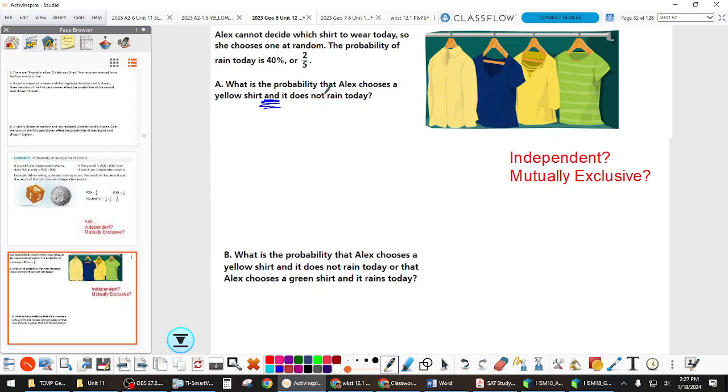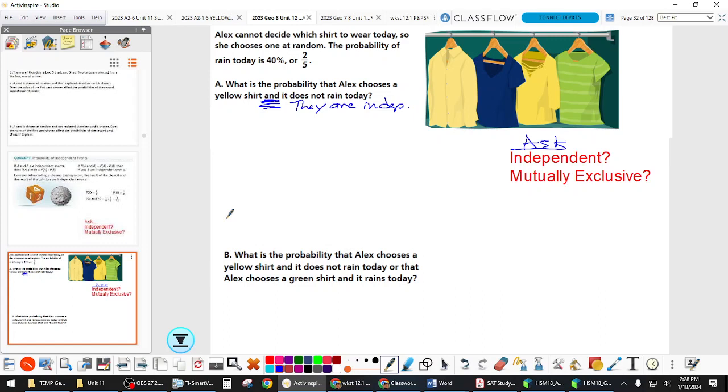What is the probability that Alex chooses a yellow shirt and it does not rain? Okay, number one, are these events independent? So I'm going to start having this on our slides because we need to ask about these two things. Not for every problem, but just keep it in mind. Are those independent? As far as we know, are they independent? Yeah, like probably she may not even look out the window when she picks her outfit, right? Just get dressed and then leave. So, yes, we'll assume that these are independent. They are independent.